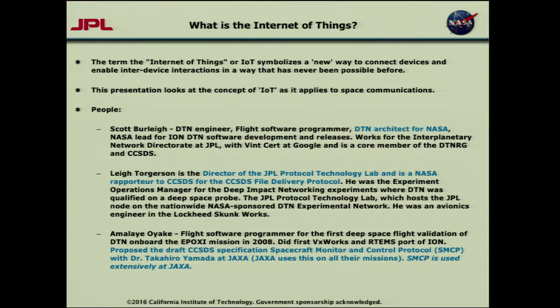So some of the people: Scott Burley. Scott, you can wave your hand. Scott Burley is a flight software programmer, DTN architect, I'd say, for NASA. There are a few other people, but as far as I know, Scott's the person I work with, and is the NASA lead for ION DTN in terms of software development, and works for the Interplanetary Network Directorate. That's a very cool sounding name, and I think that's led by Jay Wyatt. Jay's over there.